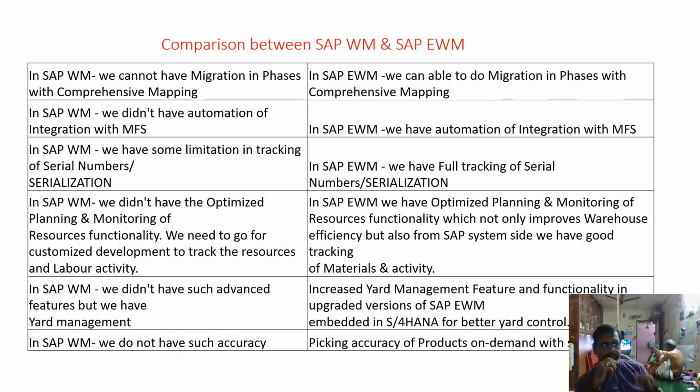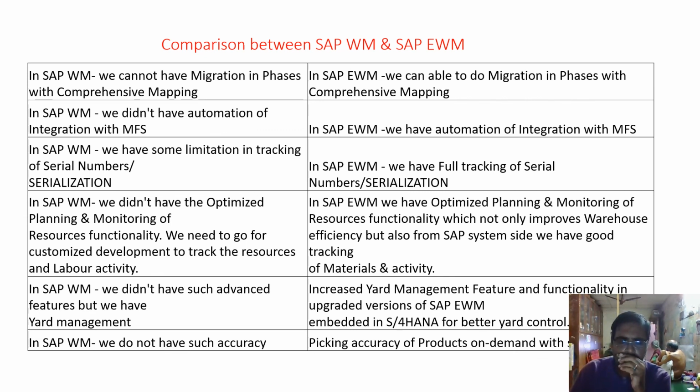Okay. And in case of SAP WM, we do not have such accuracy on inventory or forecast of stock. But in case of EWM, we have more picking accuracy for the product on demand with the sorting, and much more accuracy on inventory planning, inventory optimization, inventory tracking, inventory movement. Everything is possible with EWM.